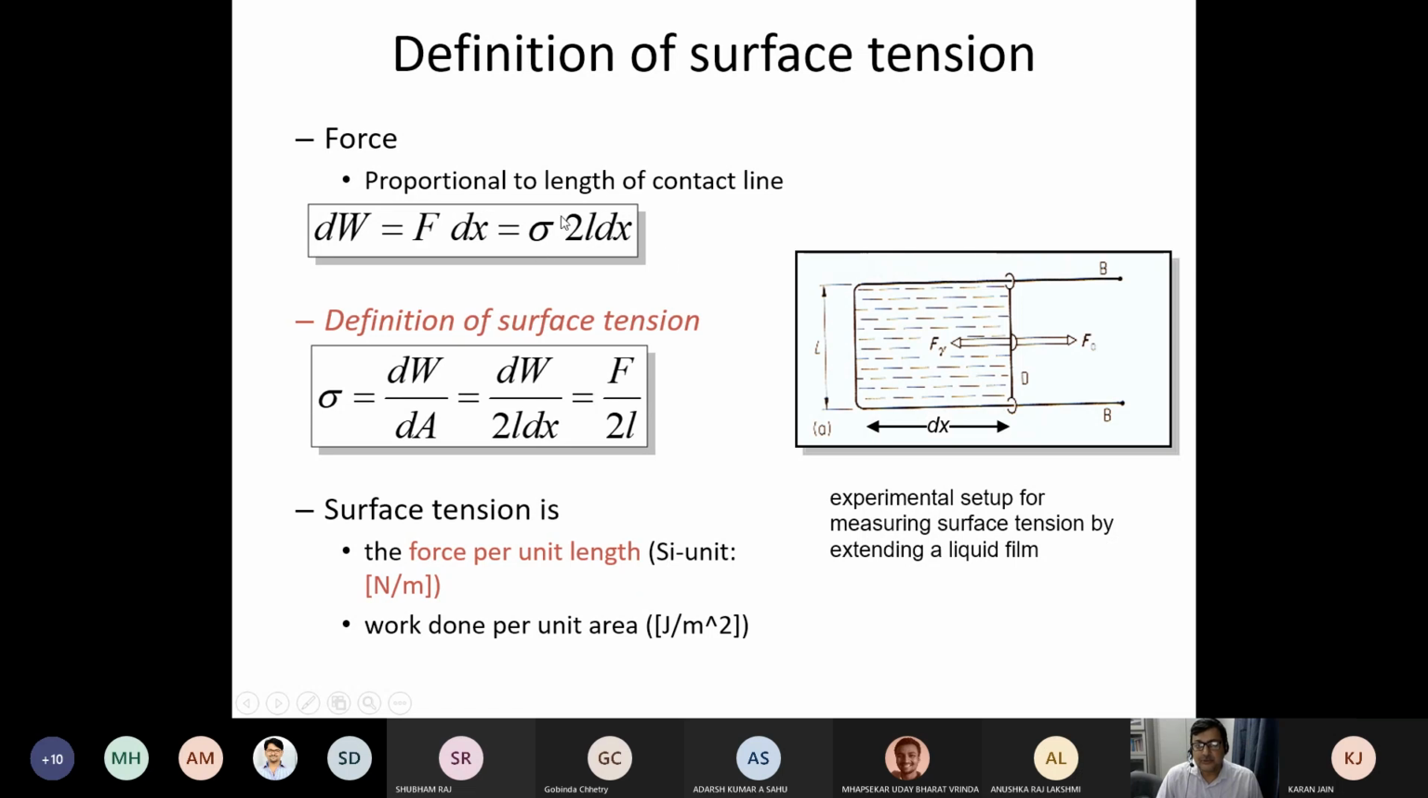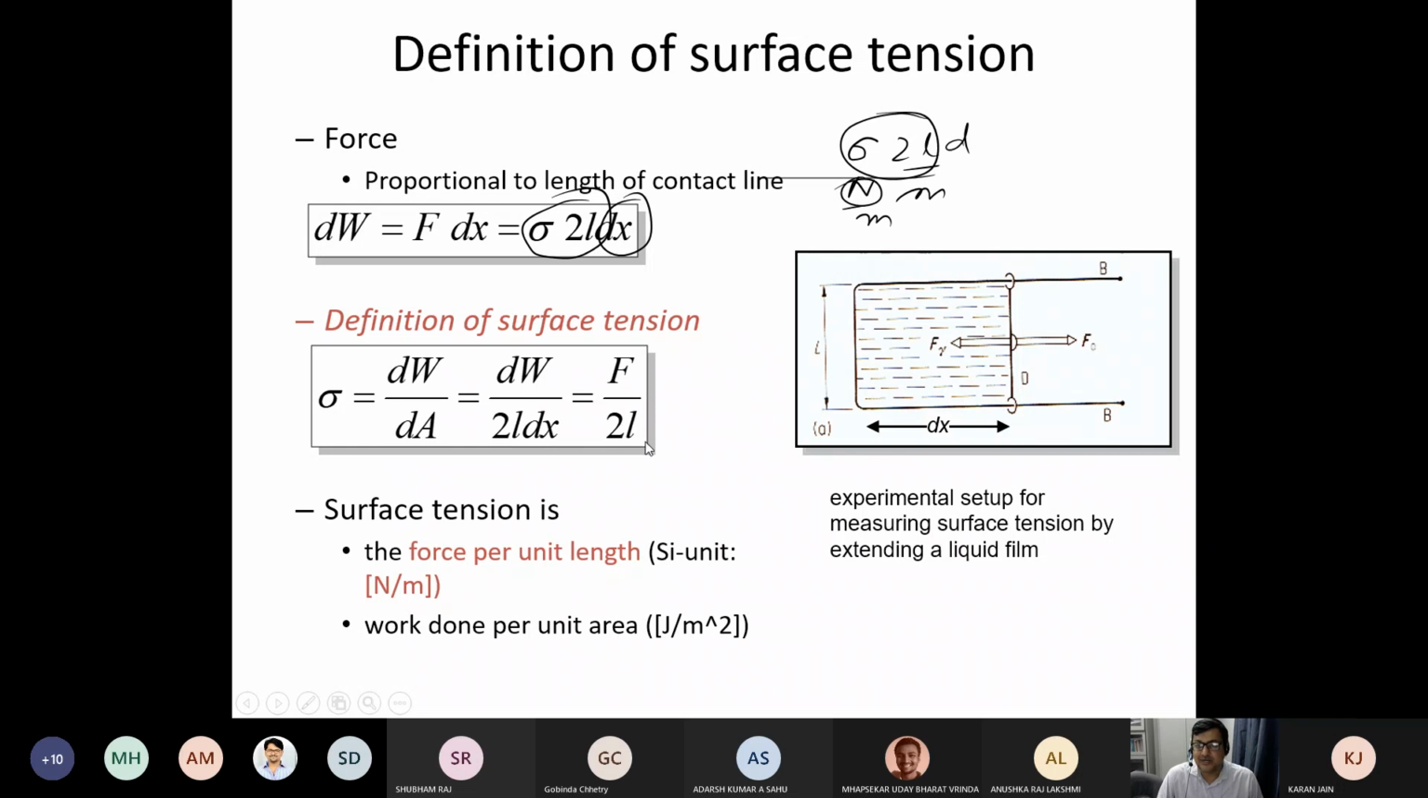What is the force? So surface tension is what? You say that sigma, which is your surface tension here, times 2L, the length on both the sides, so this is Newton per meter. And then, dx is already there. So Newton per meter times the length, meter, leads to the force. Sigma times 2L is your total force, and then you have dx, right? And then you define sigma is what? dW by dA, which is dW by 2L dx, which is the area, which is F by 2L.